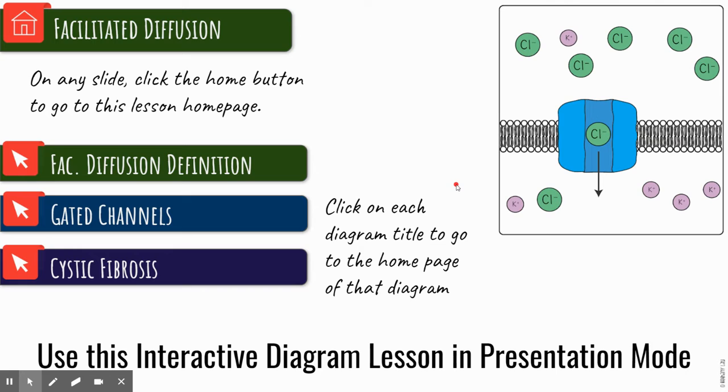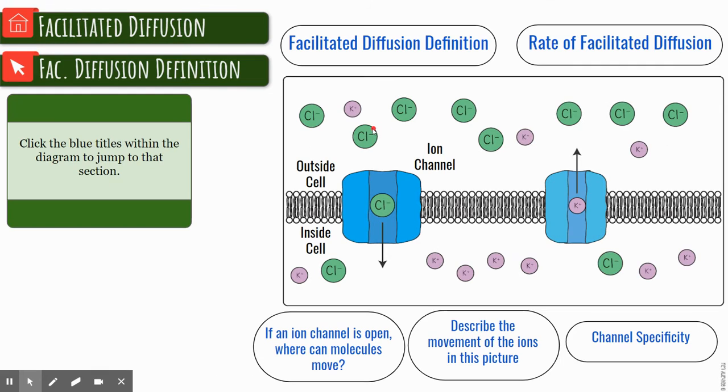Okay, everybody, this lesson is on facilitated diffusion. Just by the pure name, you can see that it needs help. It needs diffusion that needs a little bit of assistance. It's going to need assistance from these membrane proteins. So let's look at first at the definition.